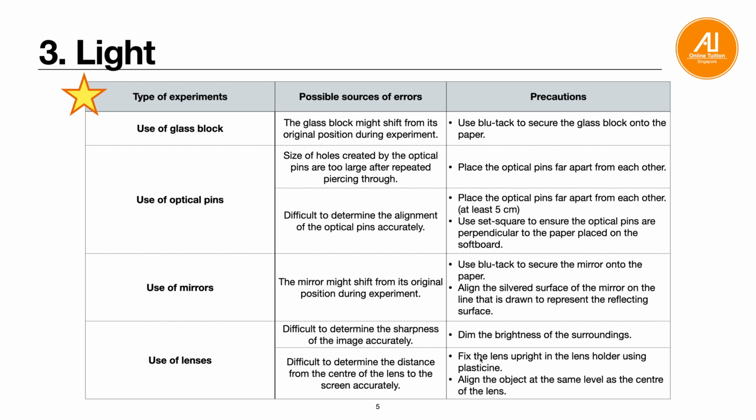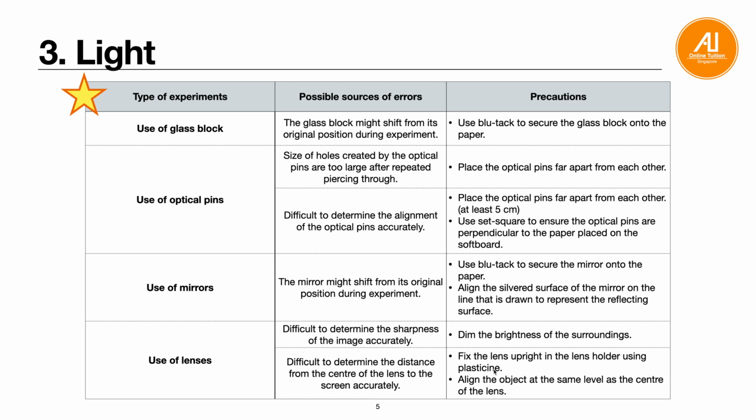So try to fix the lens upright in the lens holder using plasticine, because sometimes the lens holder might be too big for the lens, so the lens might be a bit slanting or facing downwards. So you should always make sure your lens is upright, so you can use plasticine to secure it.